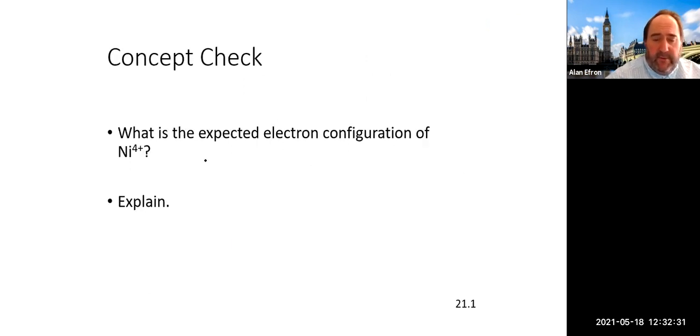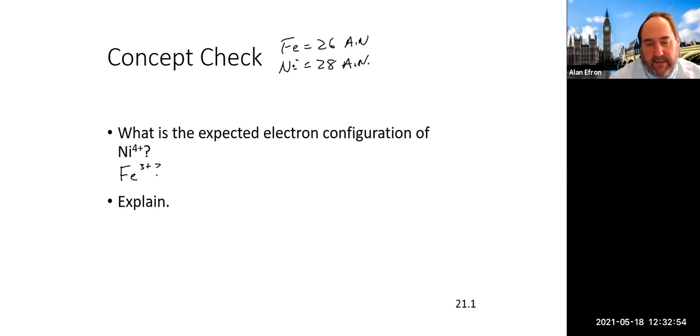So why don't you try one here? What is the electron configuration for nickel with a +4 charge? And while we're at it, why don't you also do iron with a +3 charge? So take a second there and write the electron configuration for each of them. The atomic number for iron, in case you don't have a periodic table, is 26, and the atomic number for nickel is 28. All right, so take a couple minutes to see what you come up with.